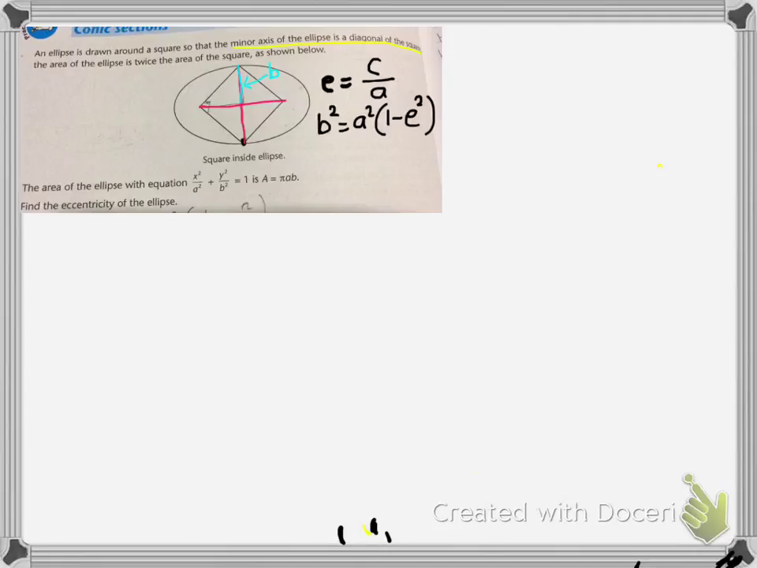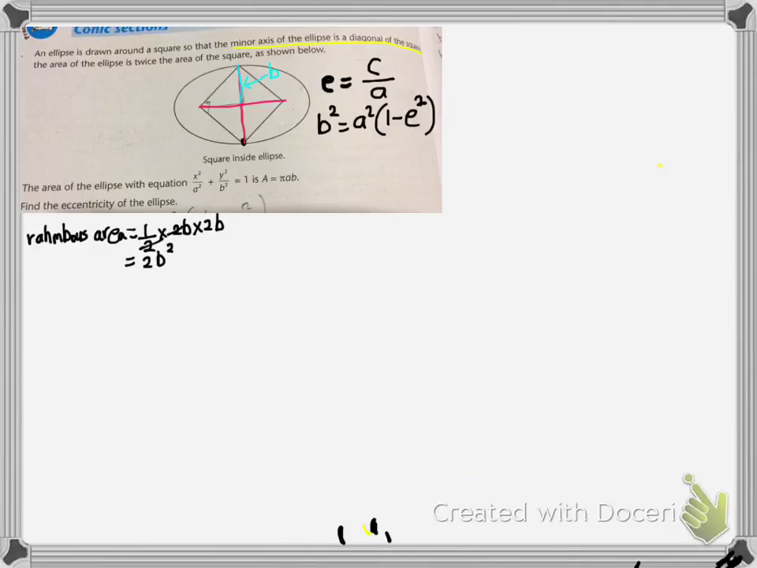Now we need to find a relationship between b and a, as we can't solve an equation that has more than one unknown. So the next thing we'll use is the area of the rhombus. The area of the rhombus is half times diagonal times diagonal, and because it's a square, the two diagonals equal each other, so it's half times 2b times 2b, and if you simplify it you will end up with 2b squared.